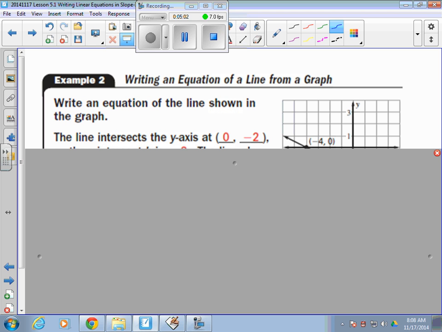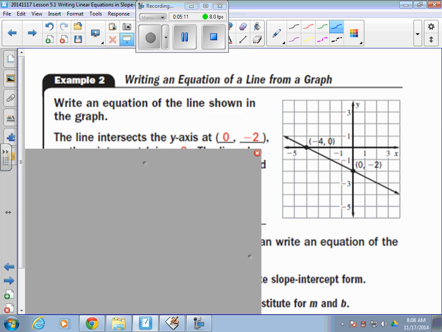Example number 2 is write an equation from a picture, from a graph. So it says the line intersects the y-axis. If you look at the picture, you can see it intersects the y-axis at (0, -2), that value right there. You're interested in the y value of it, -2. That becomes your b value. So that's where you get b from.